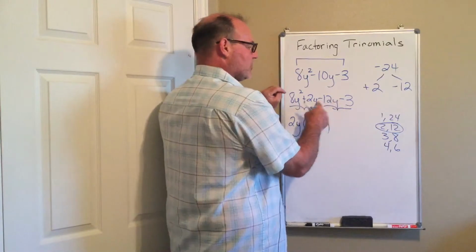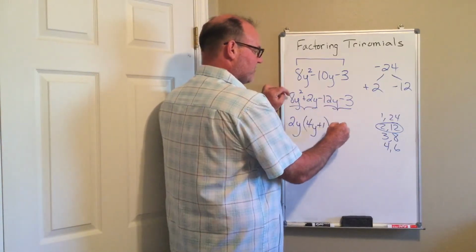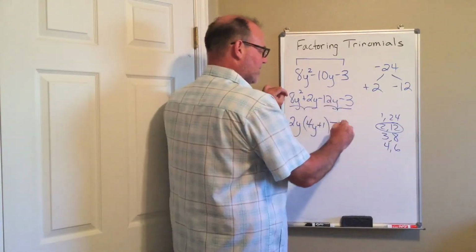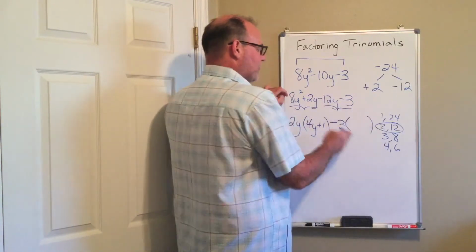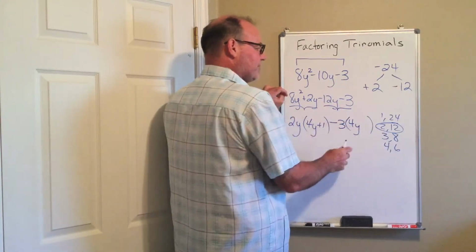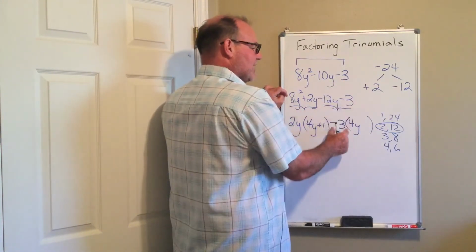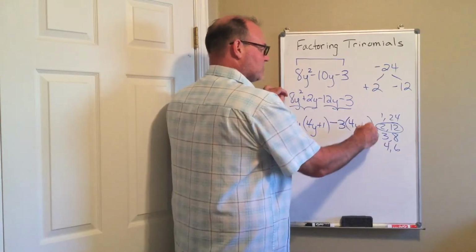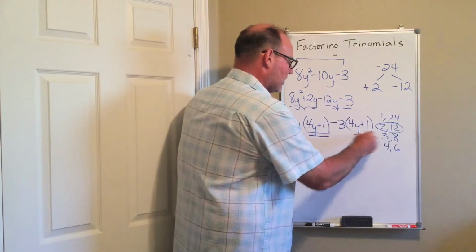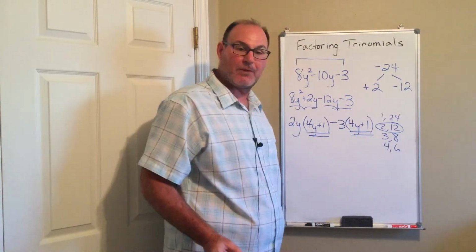The second pair of terms are both negative, so that tells me I have to factor out a negative. And the common factor between 12 and 3 is 3. When I factor out a -3 out of 12y, that leaves me a +4y. When I factor out a -3 out of -3, that leaves me +1. Once again, you can always tell that the grouping worked if you have the exact same thing in parentheses.